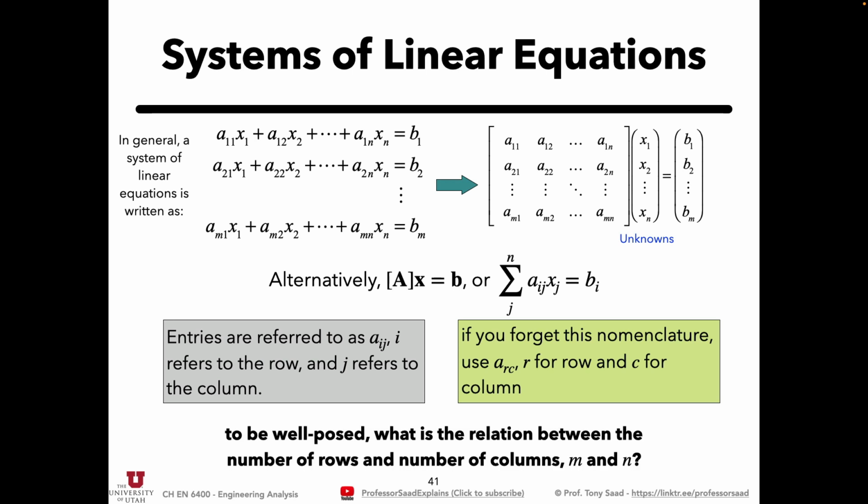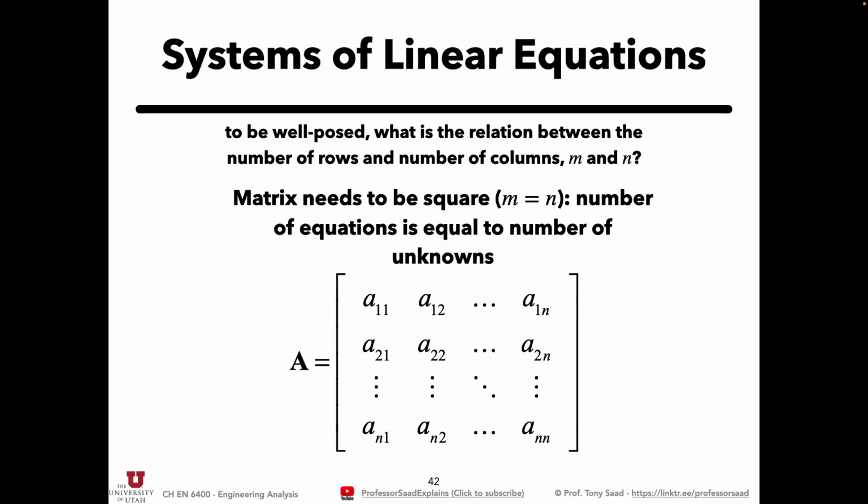Now to be well posed, the relation between M and N, we already mentioned that, is that they have to be equal. For this system to be solvable, even remotely solvable, you have to have as many equations as there are unknowns. In other words, as many rows as you have columns. Okay, so M and N need to be equal. That leads you to what we call square matrices. And for a square matrix, for a well-posed system, you have as many rows as you have columns. So the last term here is A, with N rows and columns for N equations and N unknowns.